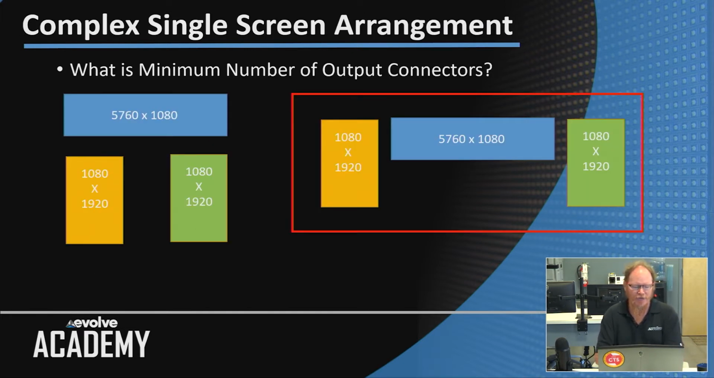So here is a single screen with 3 pixel spaces. These are 3 physical LED displays. And the question is, what's the minimum number of output connectors? So how many output connectors do you need to do this display?